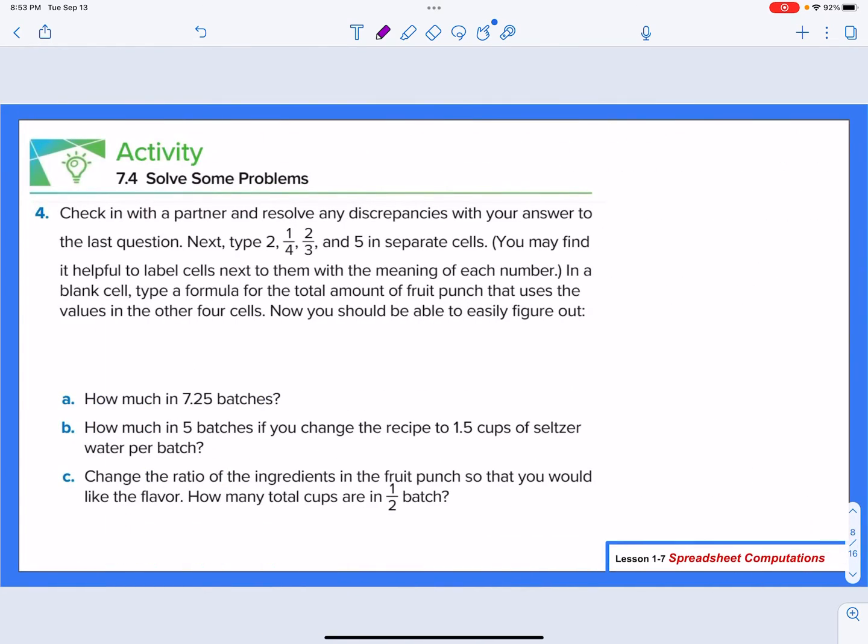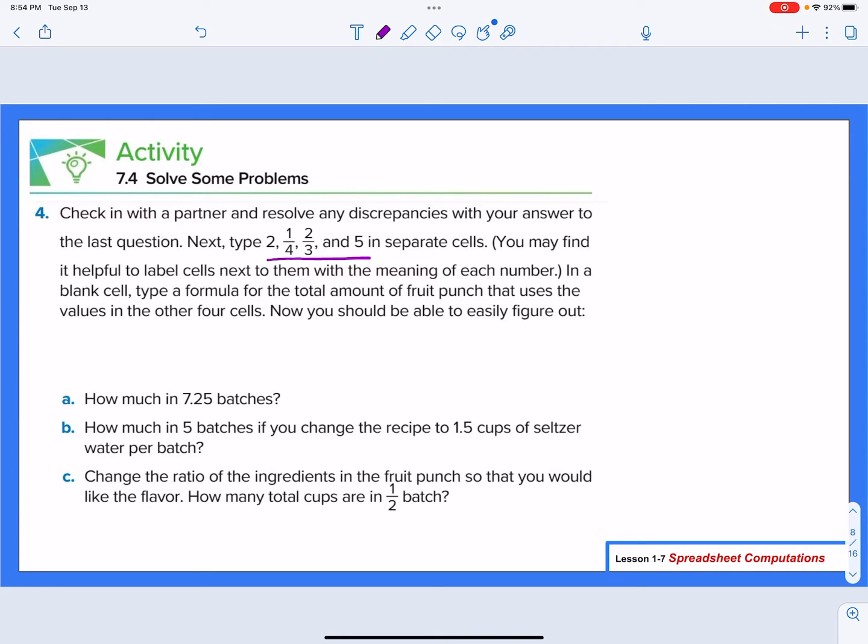Number 4. Checking with the partner, resolving discrepancies with your answer to the last question. Hey, I checked myself. Good job. Now type 2, 1/4, 2/3, and 5 in separate cells. You may find it helpful to label cells next to them with the meaning of each number. In a blank cell, type a formula for the total number of cups of fruit punch that uses the values of the other 4 cells. Okay, now you should easily be able to figure it out.